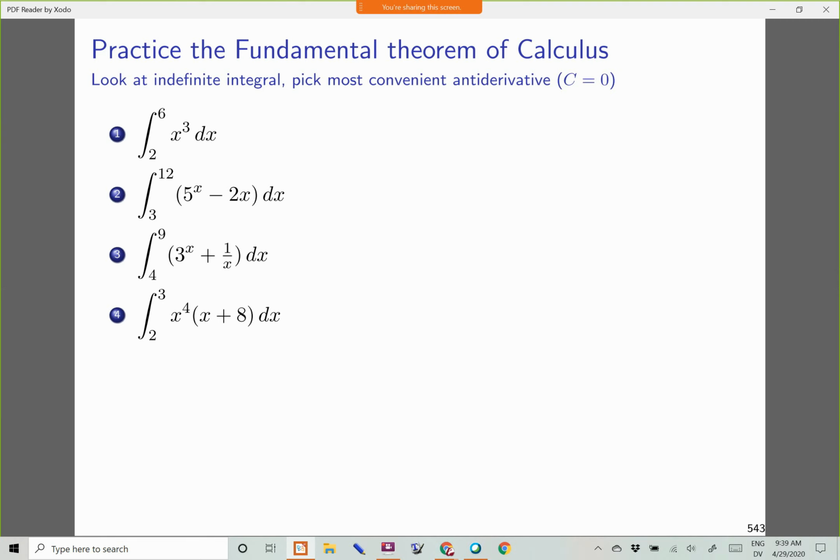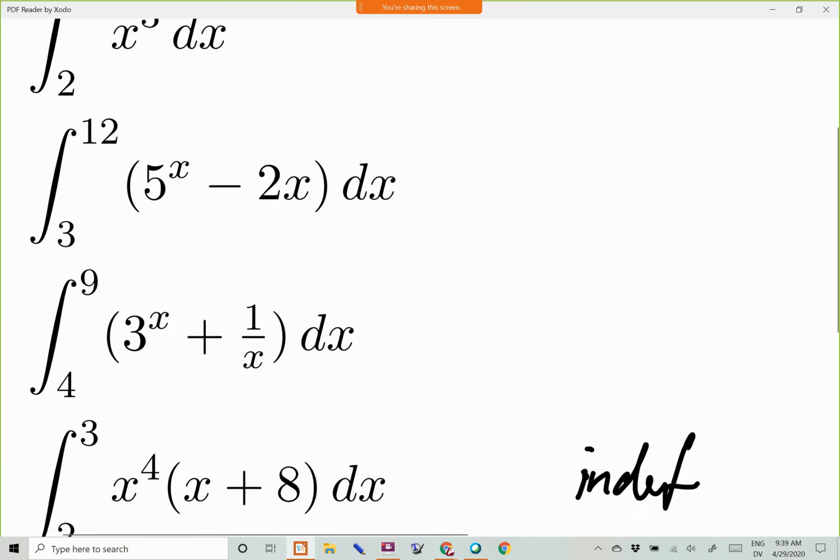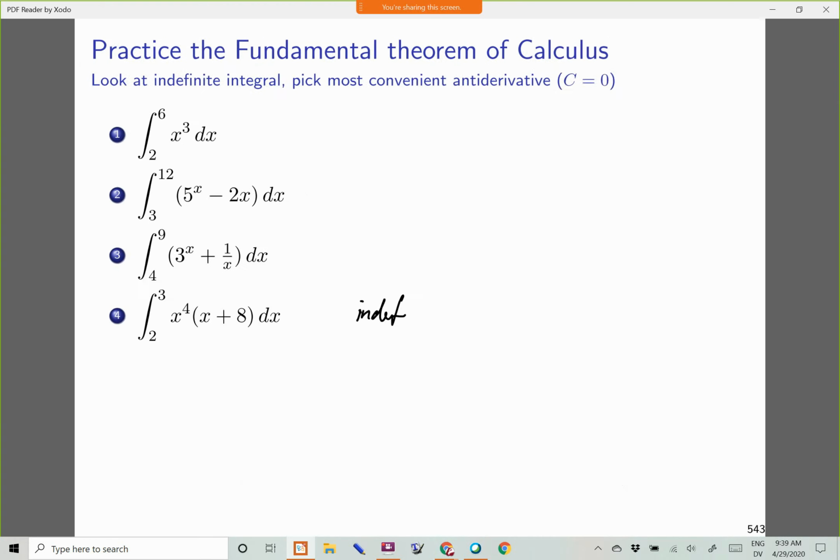Okay, I've got about 6 minutes. I'm not going to completely do question 4, but I'm just going to point out something for question 4. Again, don't say equal, just put it on its own line: indefinite integral, x to the fourth times quantity x plus 8 dx.